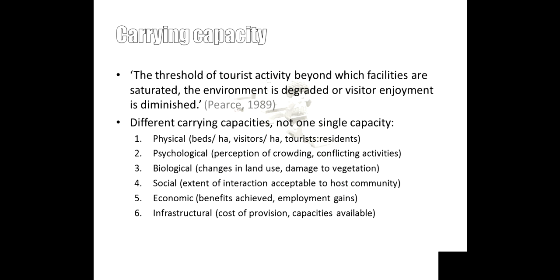In practice, several carrying capacities can be identified, some tangible and quantifiable, for example the number of hotel bedrooms or car parking spaces, and others more subjective and difficult to measure, such as tourists' feeling about crowding in the destination. Types of carrying capacity include physical, psychological, biological, social, economic, and infrastructural. It is possible that as a destination develops, some of these will be exceeded before others. Hence Butler refers to a critical range of elements of capacity in his model.